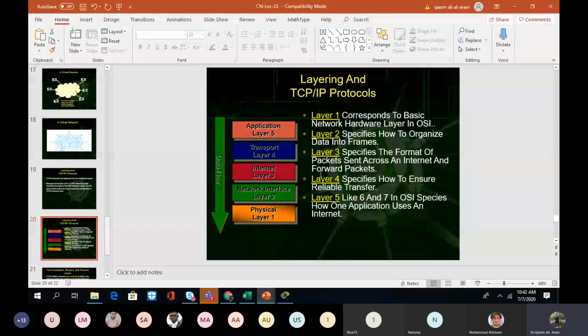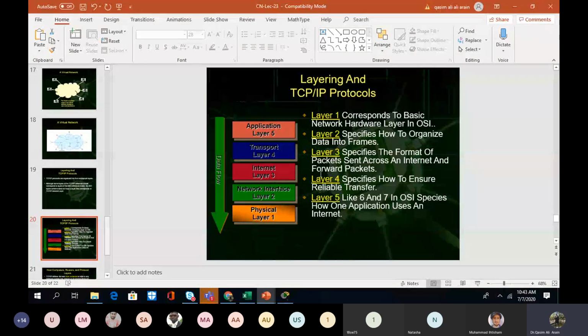Layer 2 specifies how to organize data into frames. The same layer that is called as your network interface layer corresponds to the data link layer of your OSI model. OSI model के अंदर जो data link layer होती है उसका भी काम ये होता है कि उसने फ्रेम फॉर्मेट को डिफाइन करना होता है कि किस तरह से हमने डेटा को फ्रेम्स के अंदर ऑर्गेनाइज करना है. ठीक है, and I have told you that at a data link layer you have the frame formats, and in the OSI model again you have the frame, right?